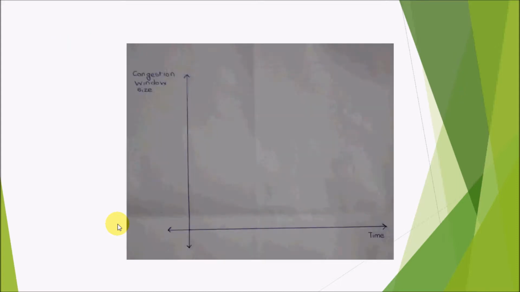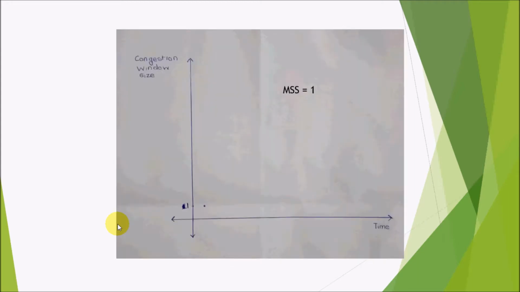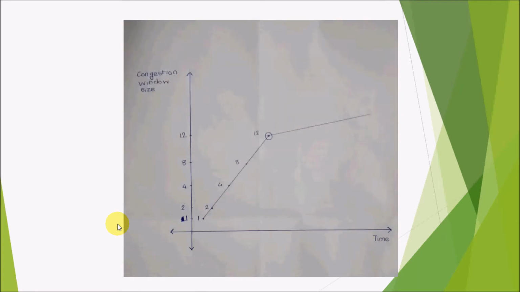So here we draw a graph with the x-axis as time, and on the y-axis the congestion window size. Now for the first transmission, the congestion window size is 1, that is MSS. Since MSS is 1, the congestion window size is 1. So one packet is transmitted, then it increases. Now we will see how this graph works.